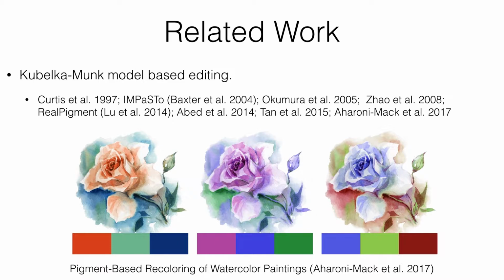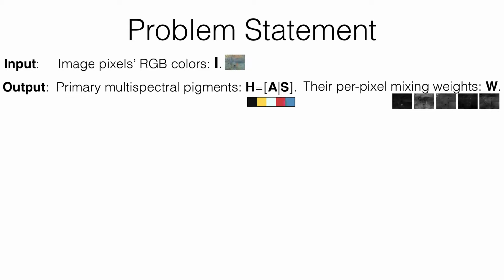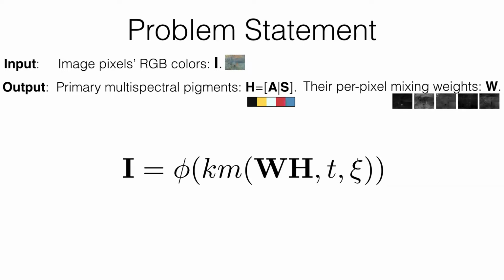decomposition of the image. Our input is a digitized physical painting RGB image I. Our output is some primary pigment H, which concatenates absorption and scattering variables together, and the per pixel mixing weights W. W multiplied by H is the total image's per pixel mixed pigment parameters. The relationship is modeled by such equations.